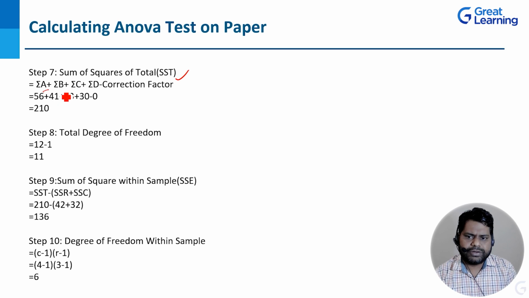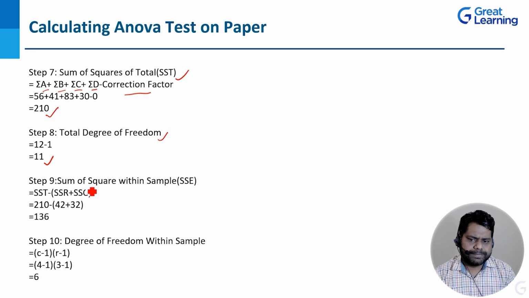Now as a next step, we will calculate the total sum of squares, that is sum of A, sum of B, sum of C, sum of D minus correction factor. That is 56 plus 41 plus 83 plus 30 minus 0. That is 210. Now next we will calculate the total degree of freedom. Since we have total 12 values, 12 minus 1 will become 11.